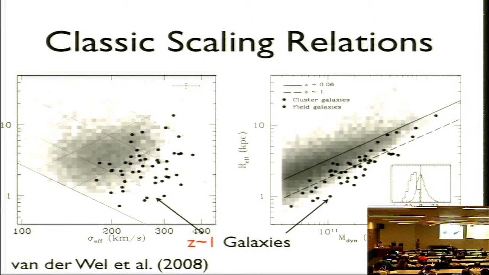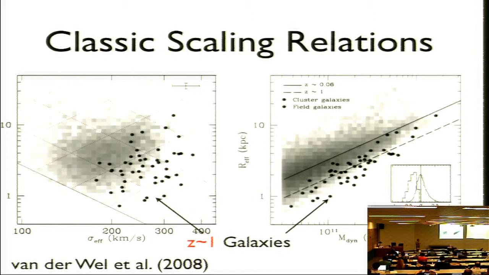And he found something very interesting, or we found something very interesting, which is that this plane is no longer uniformly occupied. At a redshift of 1, early type galaxies are smaller at a fixed velocity dispersion than they are today. Where galaxies populate in this face-on projection of the fundamental plane is different.